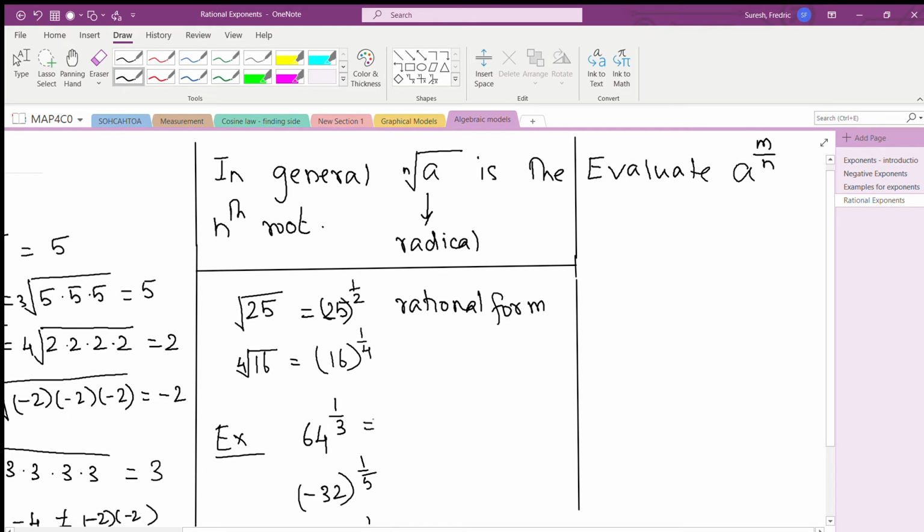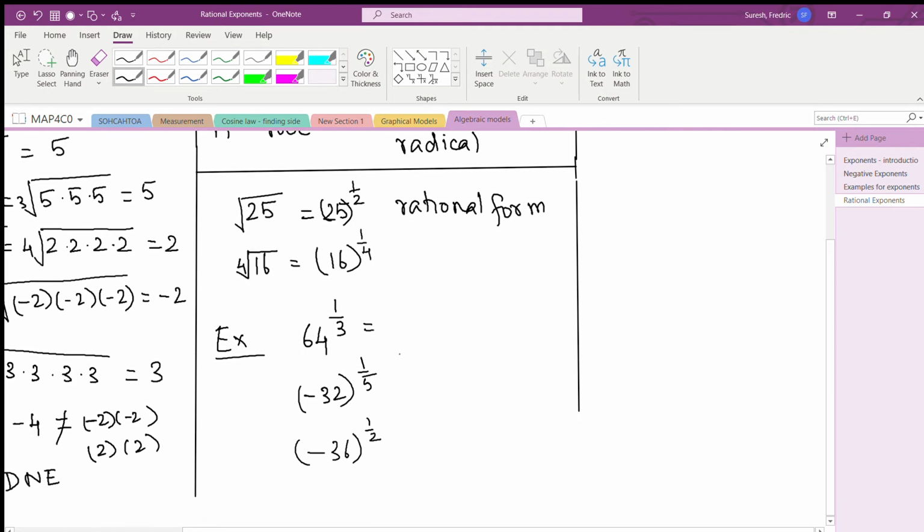So if you have 64 to the 1/3, this is the same thing as the cube root of 64, and the answer is 4. Why is it 4? Because 64 can be written as 4 times 4 times 4. And for every 3 of those, you take one of those.